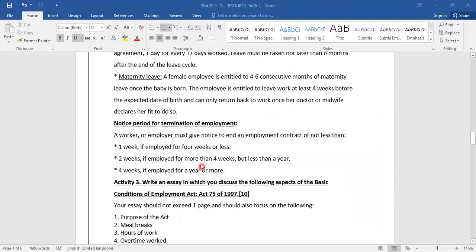With regards to termination of employment, a worker or employer must give notice to end an employment contract of not less than 1 week if the employee is employed for 4 weeks or less, 2 weeks if the employee is employed for more than 4 weeks but less than a year, and 4 weeks notice if an employee is employed for a year or longer.